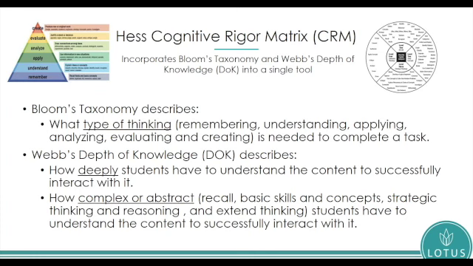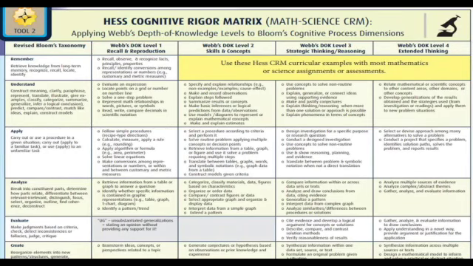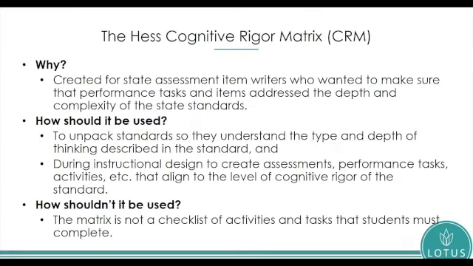the content has to be in order for students to be successful interacting with it. So here's an example of the math and science cognitive rigor matrix, and you can see that the interaction between Webb's DOK level 1 and Bloom's taxonomy gives you a way of describing some of the activities or tasks that students might do in response to that particular content. The cognitive rigor matrix was developed initially for item writers to make sure that they could create performance tasks and items that are addressing the depth of knowledge and complexity of the standard.